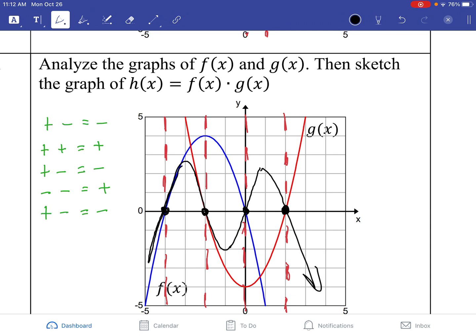So this is our graph. Again, this is just a sketch. It is not exactly what the graph would look like. It is just a sketch. Okay? That's what it looks like, and that would be our h of x graph. All right? So that is how to take two graphs or more graphs and multiply them together and find out the sketch of the new graph.